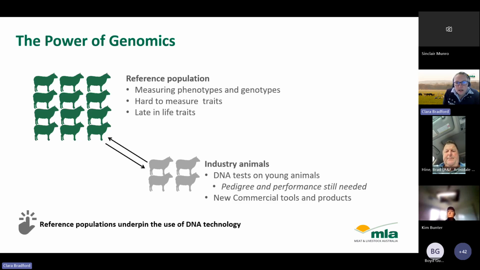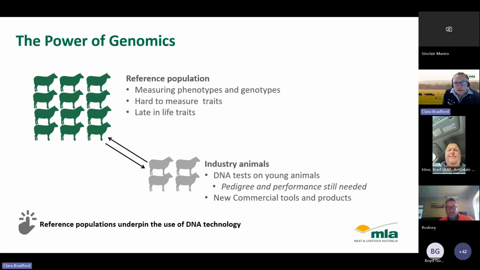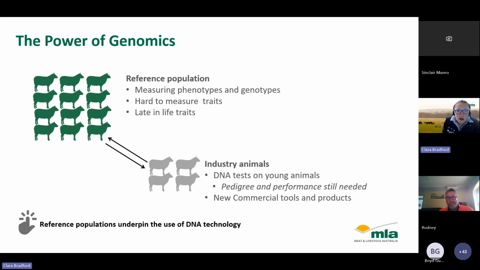If we stop collecting phenotypes and genotypes of animals, essentially we get decay over time. So in about a 5-year period, the level of accuracy that we can predict with our DNA testing drops off if we don't maintain our reference populations. So they're integral to underpinning the use of DNA technologies in our genetic evaluations.